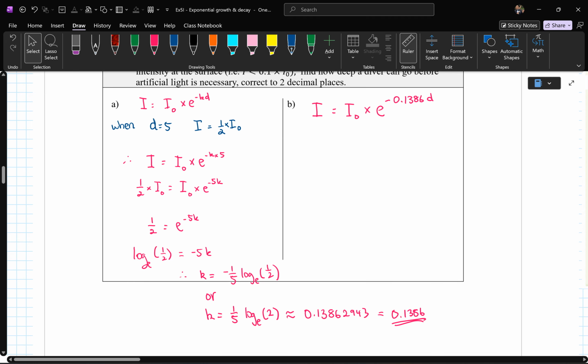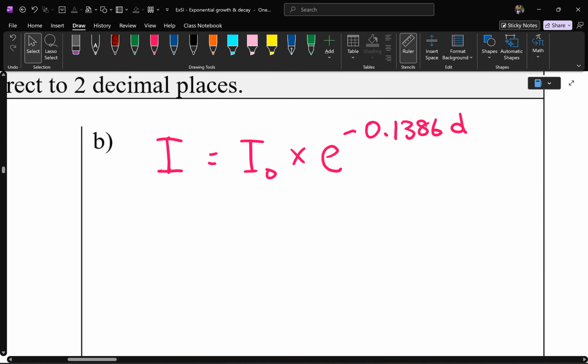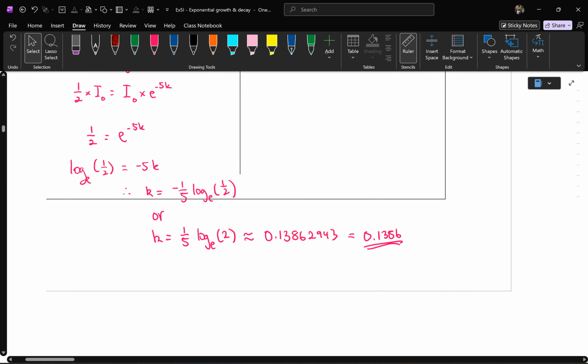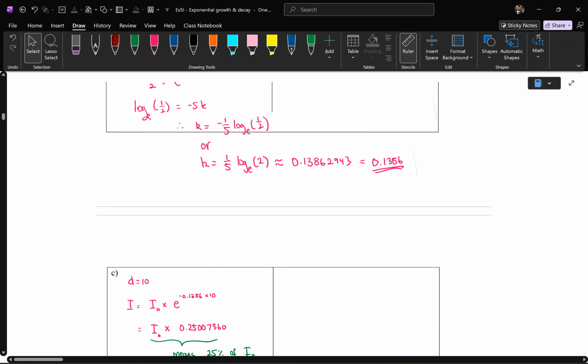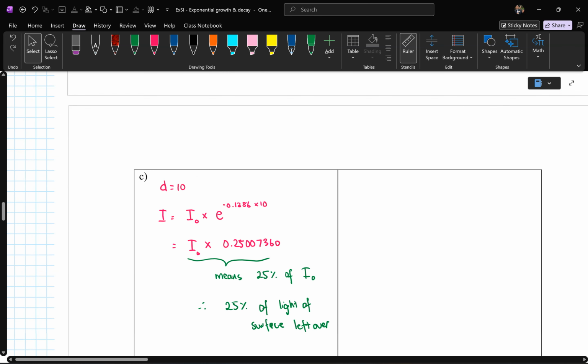So getting rid of the I naught, that's a typical one, the exercise. Therefore, just writing the equation out, they said sub k from A into the equation, so B was pretty straightforward once you know K. Even if you didn't know it, I guess you could just still move on and try the next question. Okay. Next question, C.